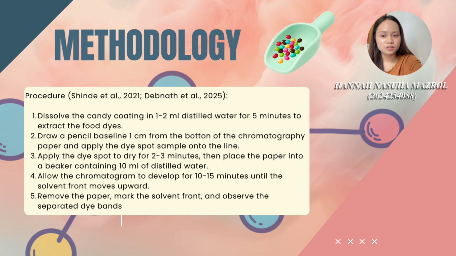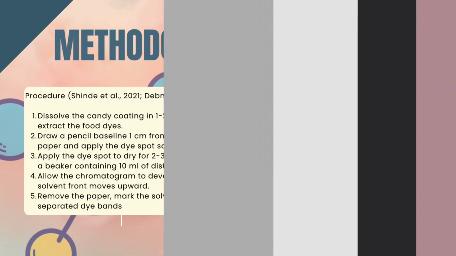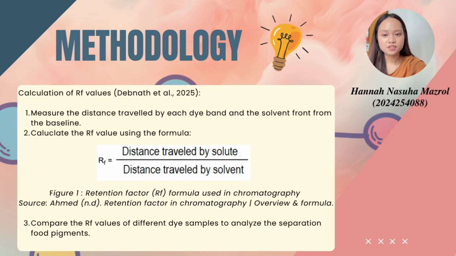We allow the chromatogram to develop for about another 10 to 15 minutes before removing the paper and marking the solvent front. Finally, we measure the distance traveled by each dye band and the solvent front. We then calculate the RF value using the formula shown, which helps us to compare and identify the different food dyes present in the candy. As you can see, what looks like a single color on the outside is actually a mixture of different pigments, and paper chromatography allows us to separate and reveal them.